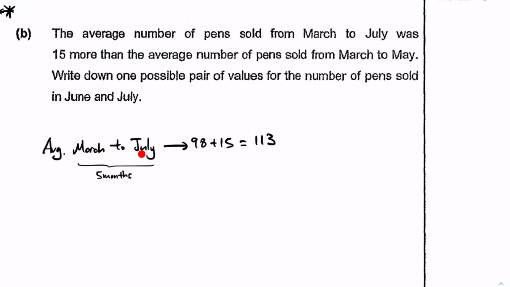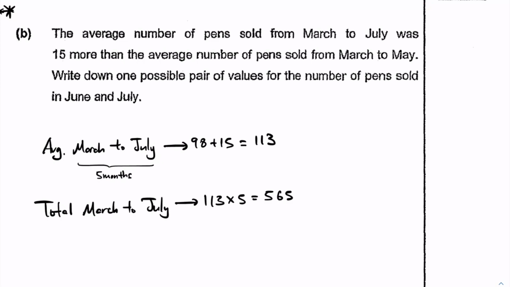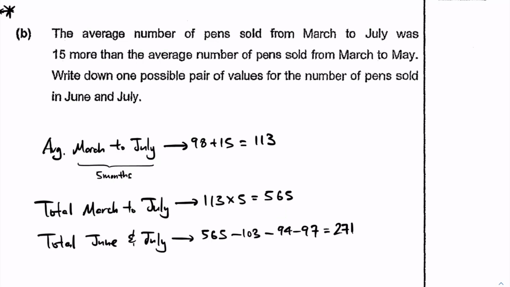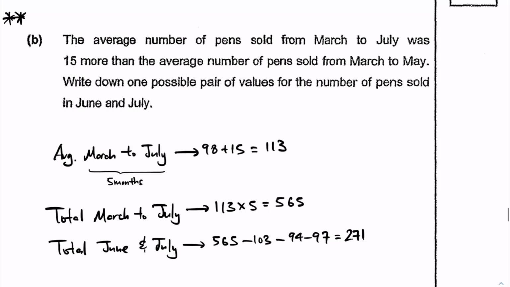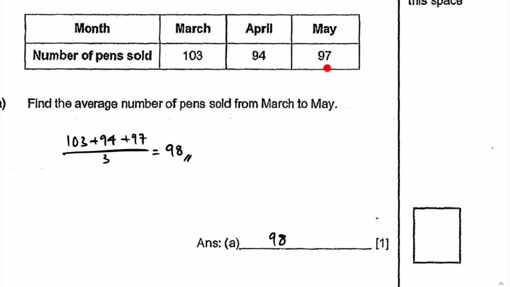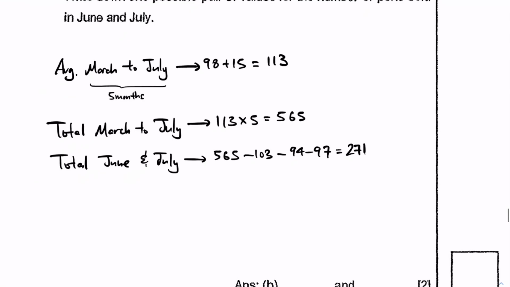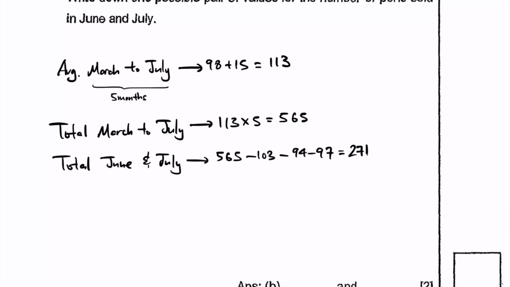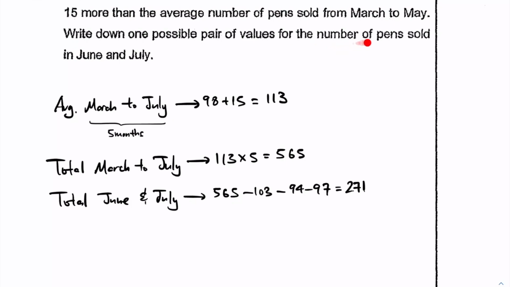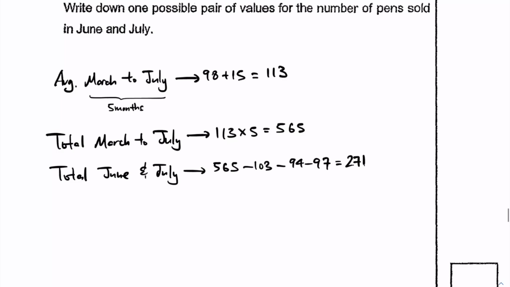Okay, so let's do that. From March to July, therefore, would be 15 more than March to May. That's 113. But that's over 5 months. So we can find the total then from March to July, which is 113 times 5, 565. Okay, so what's the total from June and July then? For June and July. Well, that's subtracting everything here, isn't it? So we're going to take 565 minus that, that's 271. So write down a possible pair of values for the number of pens sold. Well, one possible pair could be 100 and 171. As long as the total is 271, that's fine.